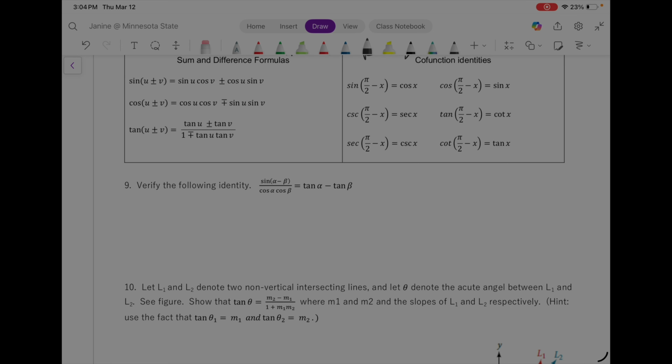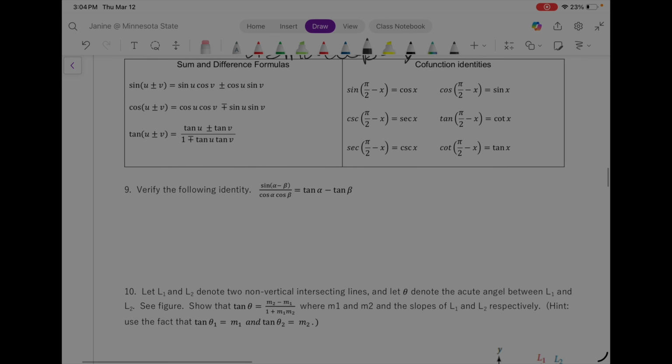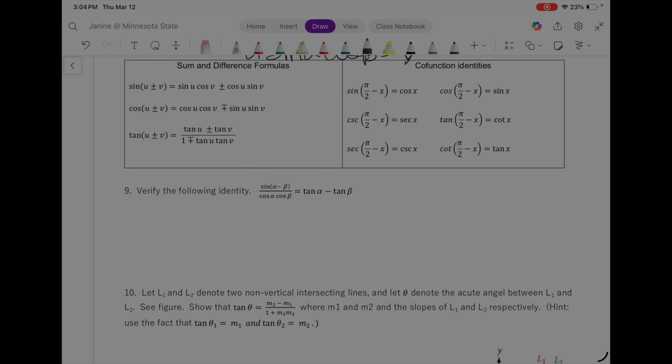Sine alpha minus beta. Again, I'm going to use the identity, and we're going to have from up here, sine alpha cosine beta minus cosine alpha sine beta. That is the top, and all of this is over cosine alpha cosine beta.